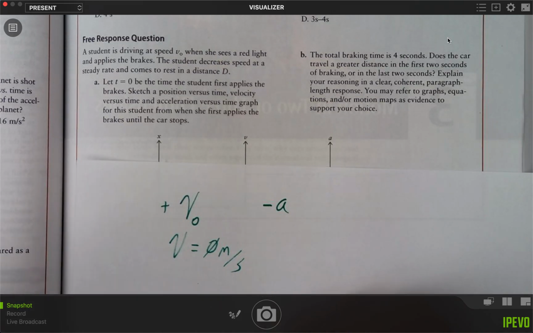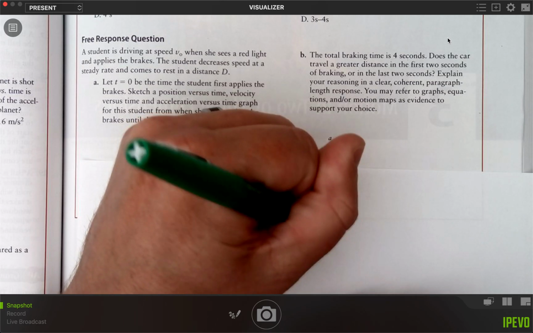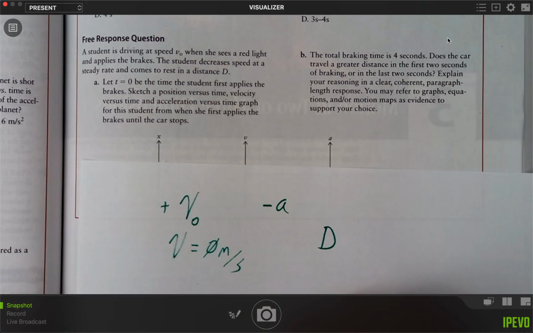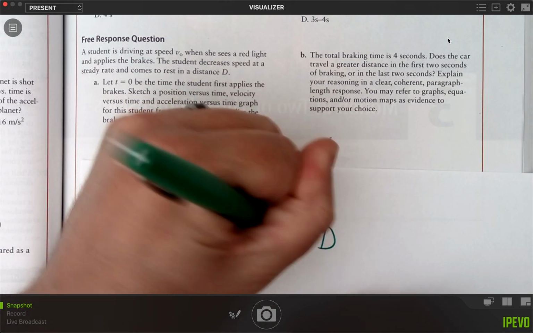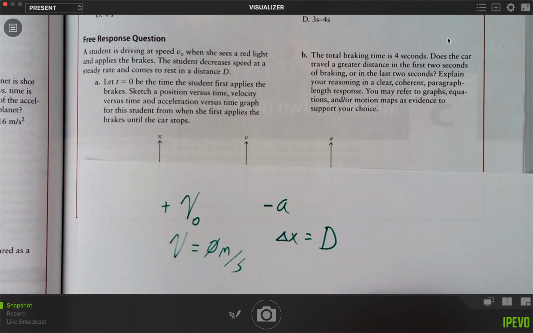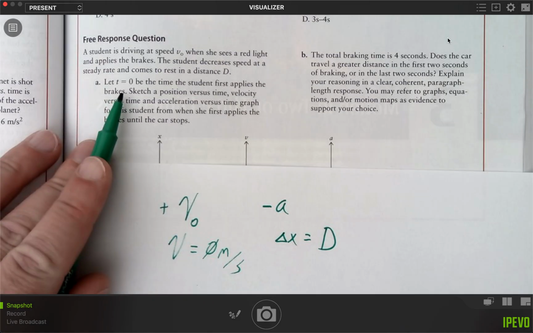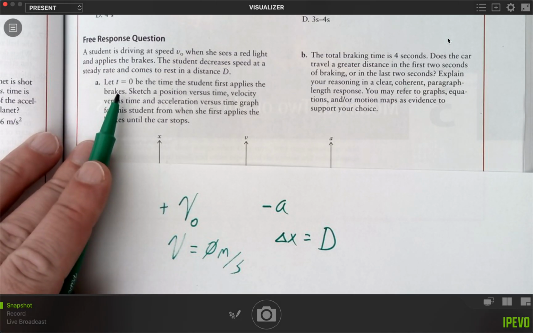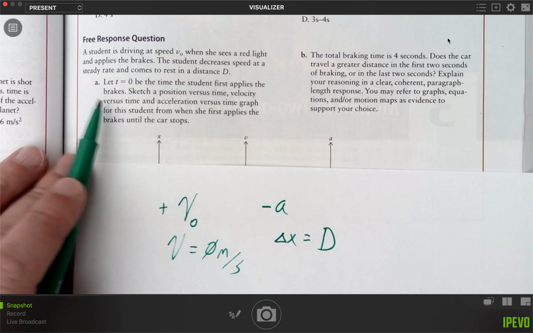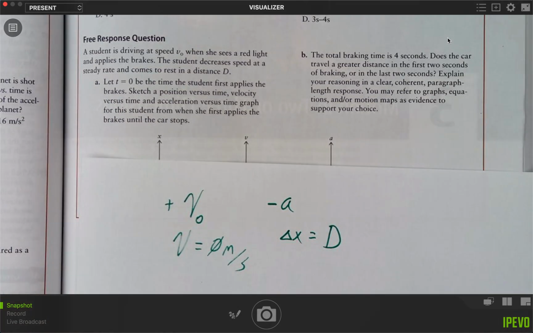And it took me a total distance, d. So my displacement is going to be this d. That's the total distance that it took. Now it's saying, let time equal 0 when you first apply the brakes. And what we're going to try to do now is apply our graphical knowledge to this.